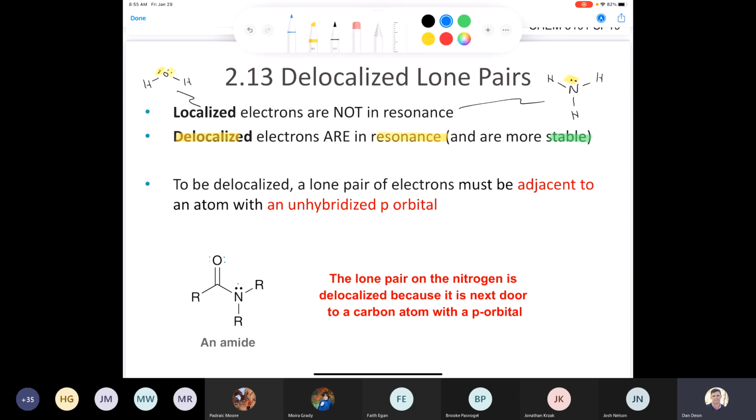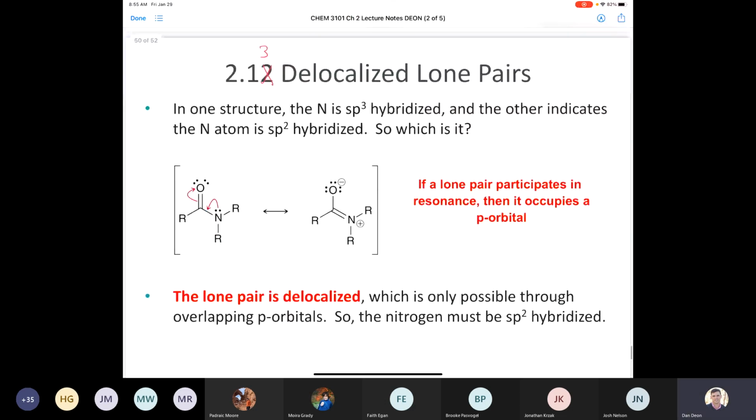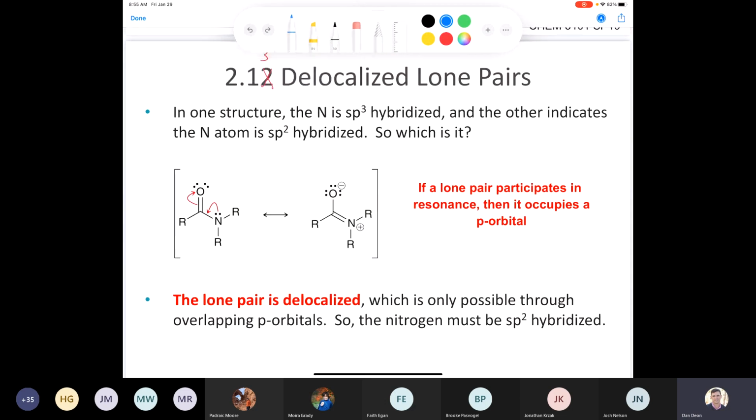We drew this already. Okay, so let's talk about this even more. If you look at these two resonance contributors, we drew these today already, but if you look at them, in one of the structures, based on what you learned in chapter 1, this nitrogen looks like it's sp3. I'll put it in quotations because it's not. And then here, the steric number is 3, so it looks like it's sp2, and you're like, damn it, which one is it?